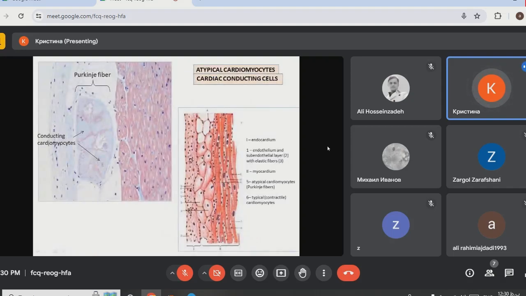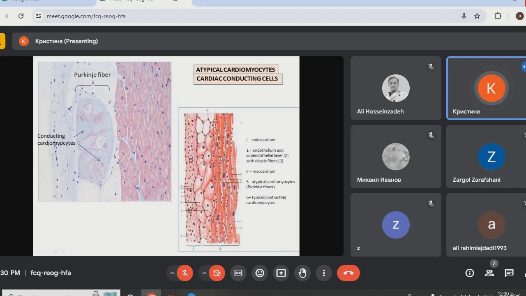So in our histological section we see a part of endocardium here, a part of myocardium, and between them goes an elongated structure called Purkinje fiber. It consists of several large cells, conducting cardiomyocytes. So here you can see a Purkinje fiber. It consists of conducting cardiomyocytes, and here you can see working cardiomyocytes.